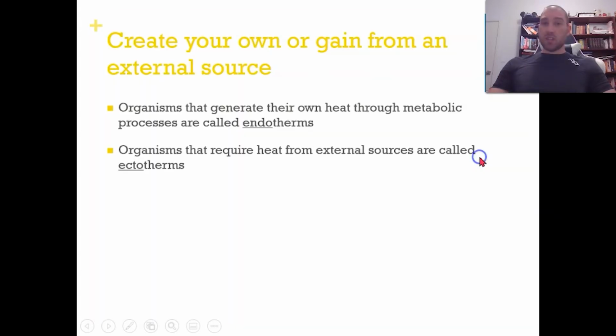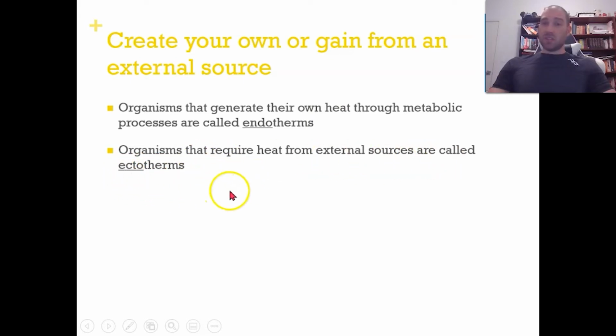Let's talk about thermoregulation now. Thermoregulation is about how you maintain your body's temperature. There are two big types of organisms: endotherms and ectotherms. Some organisms generate their own heat using metabolism, and they're called endotherms. We are endotherms. We maintain our own body temperature at around 37.5 degrees all the time. Other organisms require heat from external sources, and they're called ectotherms.